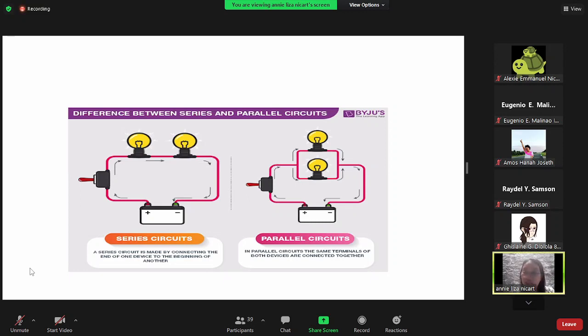So see, if we connect the bulbs with resistances of 10 ohms and 5 ohms respectively in series, the total resistance is 15 ohms. If we connect them in parallel, the total resistance is only 3 ohms. So the resistance is lower in parallel than in series. Questions?